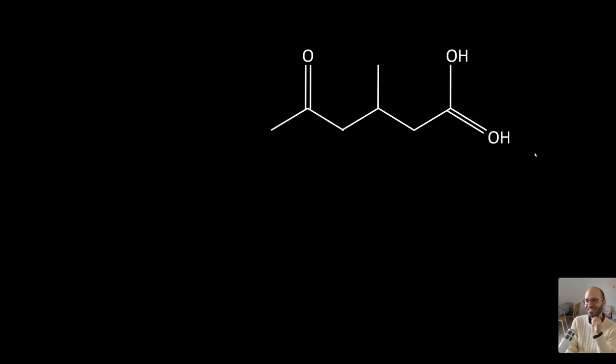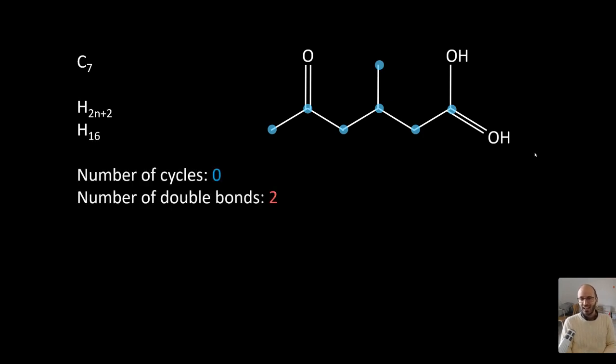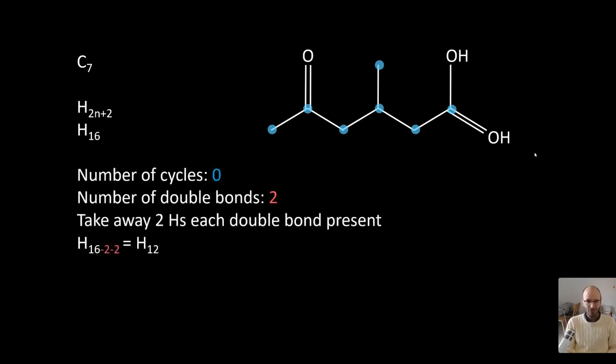You want to try this one? This is even more interesting, maybe. So 7 carbons, potentially 16 hydrogens, 2 double bonds, so take away 4, H12, and now you simply add the oxygens, so O3.